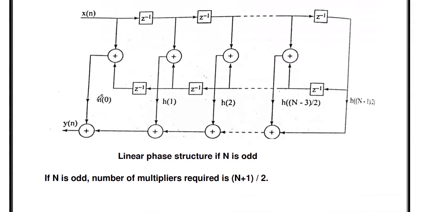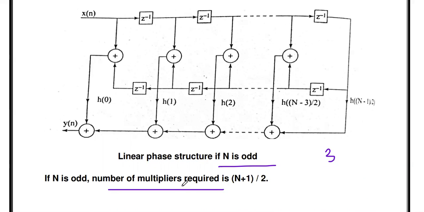Similarly, this is the linear phase structure if the order is odd, for example N equal to 3 or N equal to 5. In that case, the number of multipliers required is N plus 1 divided by 2. For example, if N is 3, the number of multipliers used is 3 plus 1 divided by 2, which is 2. So compared to the direct form and cascade form realization, the number of multipliers is automatically reduced by half.